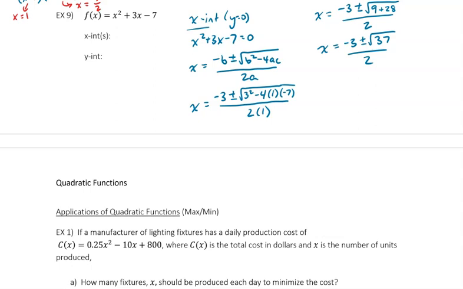But for our x-intercept, we are going to want to write both x-intercepts. So don't forget, we are going to split that plus and minus. So that means our first x-intercept is ((-3 + square root of 37)/2, 0). And our second intercept is ((-3 - the square root of 37)/2, 0).